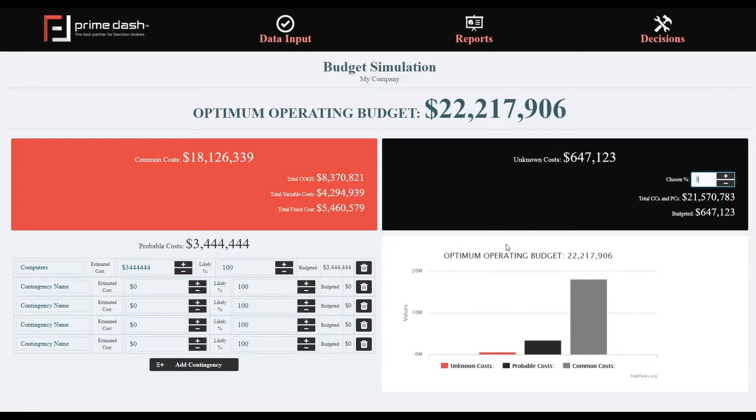Give the decision maker a simple budgeting tool he or she can manipulate effortlessly in order to develop an overall strategic plan for the company.